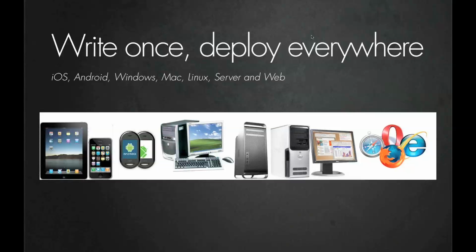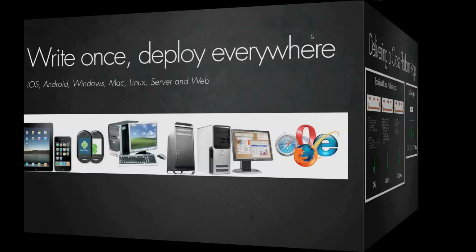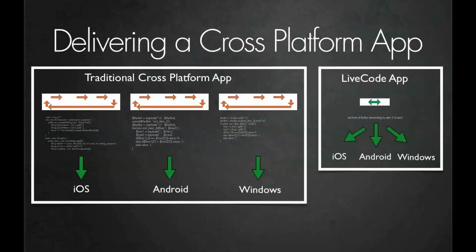So here's a summary of developing a cross-platform application. You have your traditional application development cycle, which is replicated 3 times if you want to deploy it to iOS, Android, and Windows. So you have to go through the traditional edit, compile, run, debug cycle on each of those platforms. And you have usually three different languages to get the job done. In LiveCode, it's a fast, iterative development cycle. It's a single language. You write a lot less code, and you deploy to all of the platforms at once.